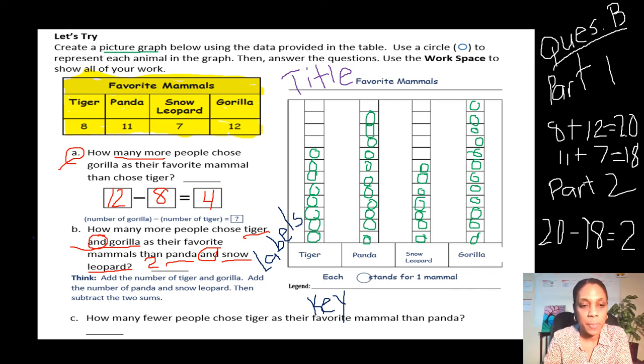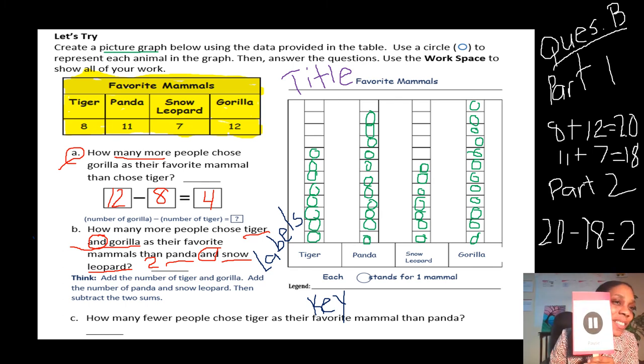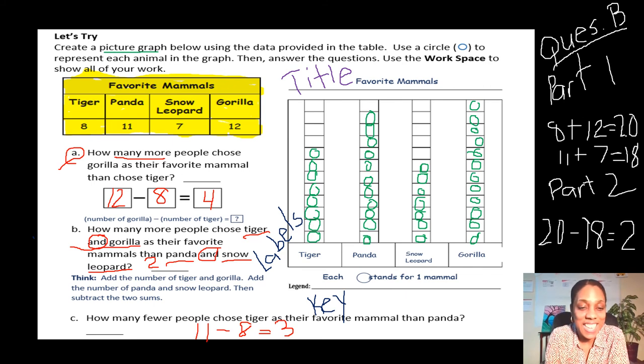Now let's go to the last problem. It says how many fewer people chose tiger as their favorite mammal than panda. I wonder what I have to do here. I want you to try. Okay, press pause. Well, let's see. There were 11 pandas, as we can see on our chart, and there were eight tigers. So let's see, if I have 11 here and 8, what's missing? 1, 2, 3. Oh, so 3 are missing. So I could do it this way: 11 minus 8 equals 3. Oh wow, great try. Now let's go on to the next slide.